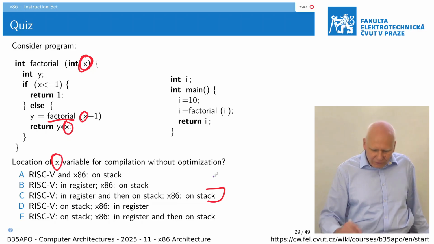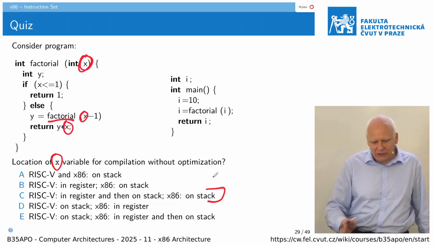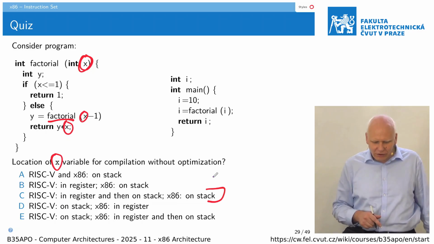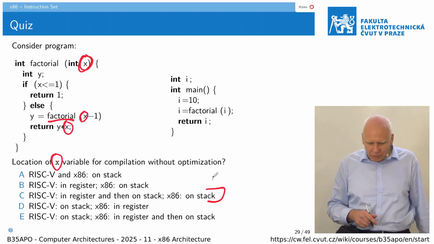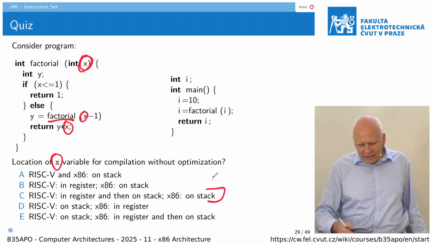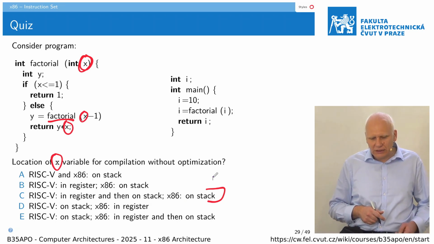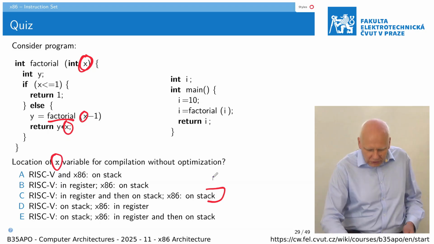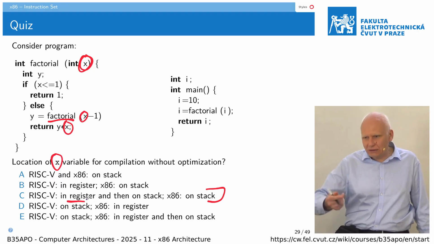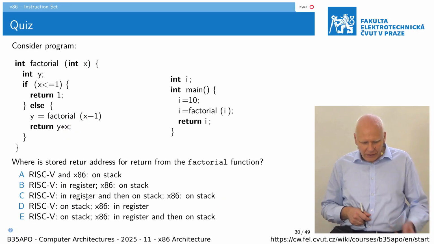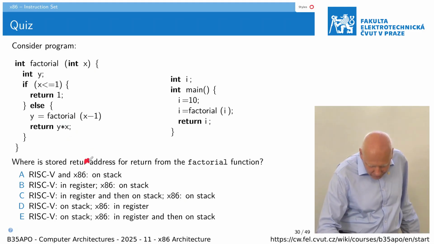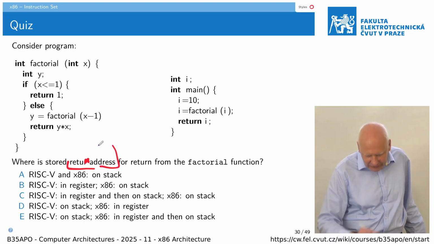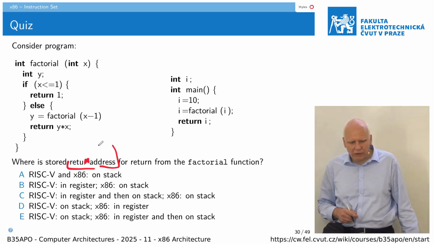For 64-bit, we can have a discussion. So basically, you see that it is not so easy to specify sometimes, but this is without optimization. So it is probably on the stack in such a case. But on RISC-V it has to be passed in a register, because it is the rule. Where is the return address stored? I have a mistake there. The return address is the address of the instruction to which we should return.